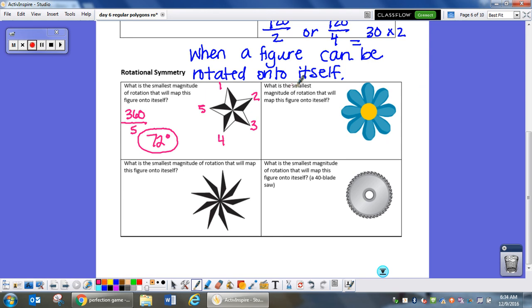And for this one, smallest magnitude of rotation, just count the petals. I suggest you put the numbers on the petals so you don't miscount and miss an easy question. Okay? 8, so 360, because we're going to turn in a circle, divided by 8, 45 degrees.